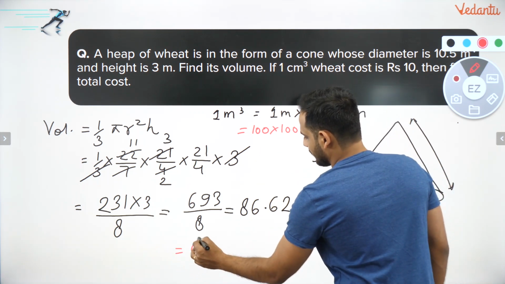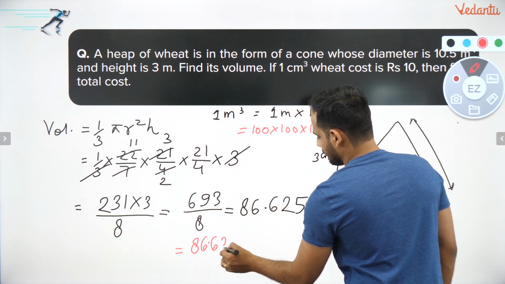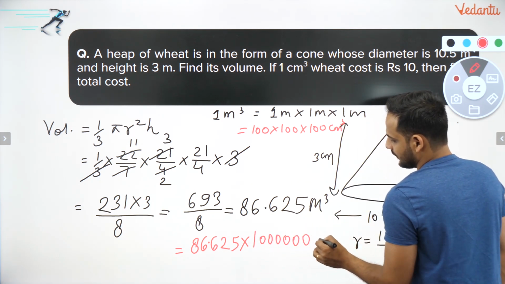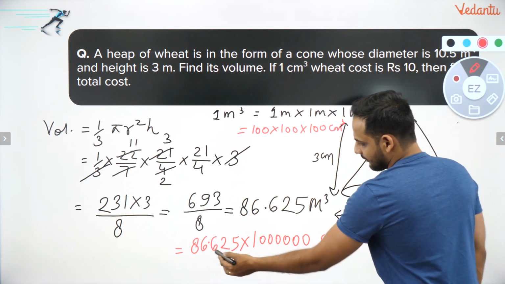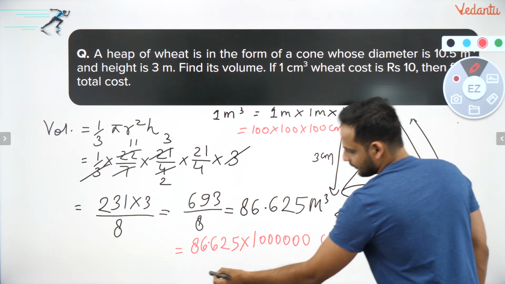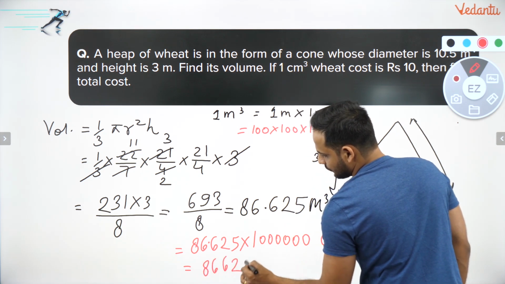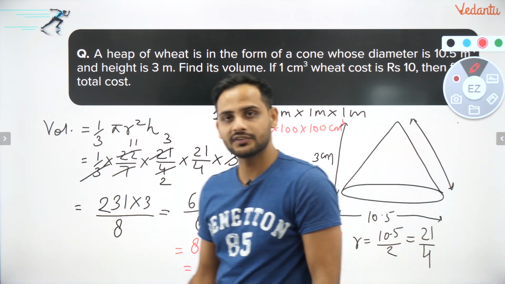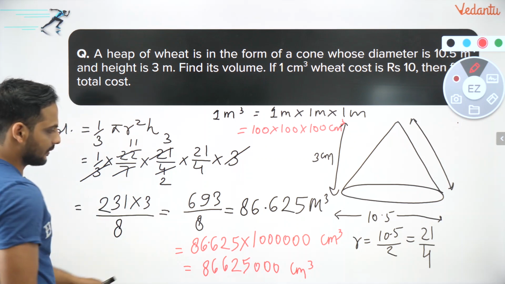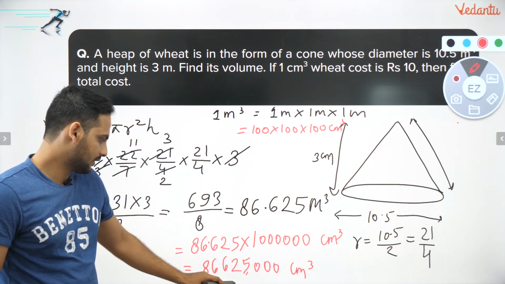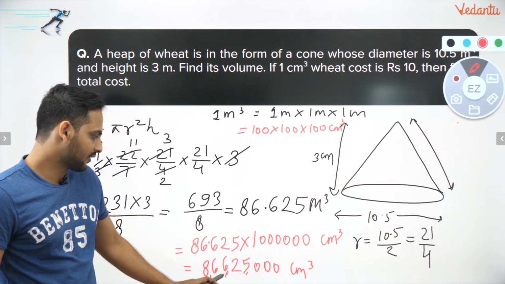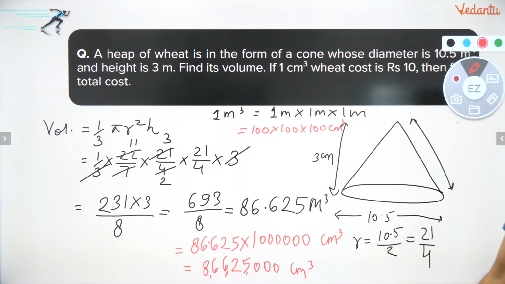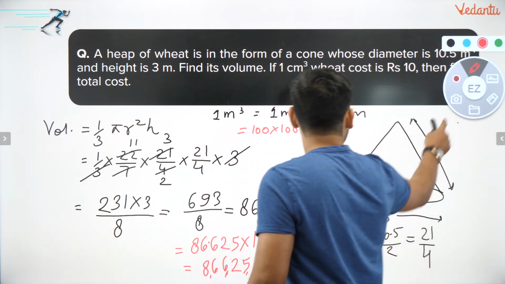So to convert this into centimeter cube, you have to multiply by this number. So let's multiply: 86.625 into 1,000,000 centimeter cube. After the decimal there are 3 places, so 3 zeros will get cancelled. So you'll get 86,625,000 centimeter cube, which is 8,66,25,000. This much is the volume of the heap of wheat. It's too large. So the total cost will be what? Multiply this whole quantity by 10 and you will get your answer. Okay, let's move to the next question.